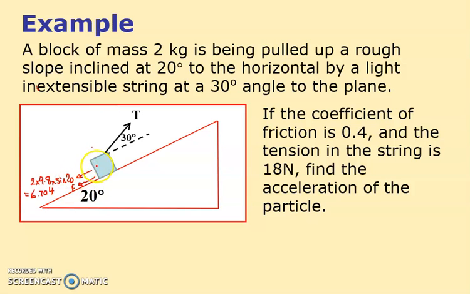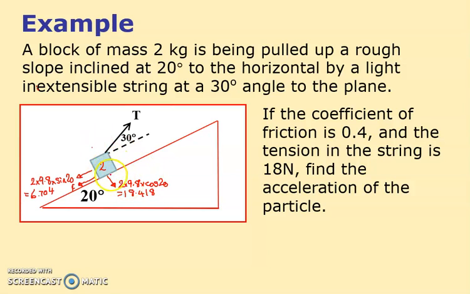What else is there? Well, we've resolved the weight from this 2 kilogram mass going down, so by definition there's also a component going perpendicular to the slope, into the slope. We've got 2 times 9.8 times cos of 20. So let's type that in. 2 times 9.8 times cos 20. I get 18.418.